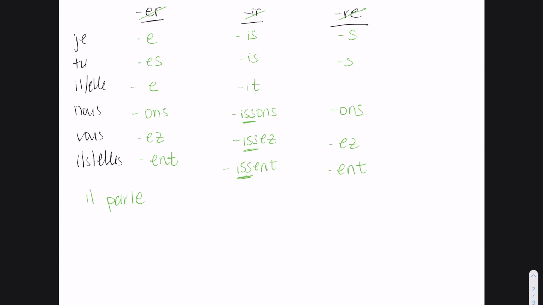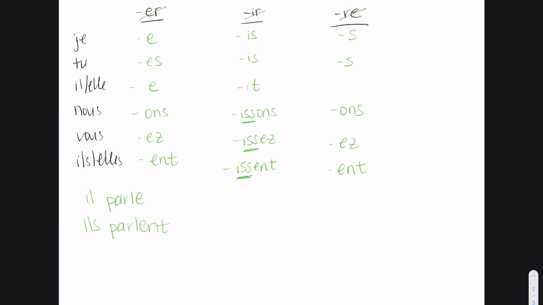And it'd be the same thing with, let's say we're doing they are talking. Okay, same idea. Write out the full verb first, realize we have to take off the ER ending, so we erase those. We replace it with what we see is going to be the ending for ils and elles, pluriel. We look here, okay, ENT, so that's what I'm going to add to the end. Ils parlent. Okay?